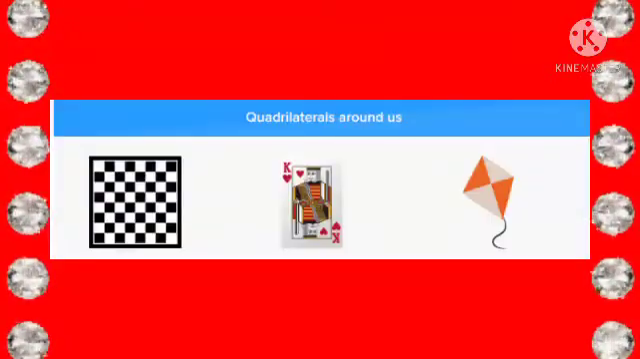What is a parallelogram? A parallelogram is a quadrilateral. That is, it has 4 sides, with both pairs of opposite sides parallel. The examples of quadrilaterals are given in the picture. Chessboard, card, and kite are some examples of quadrilaterals.